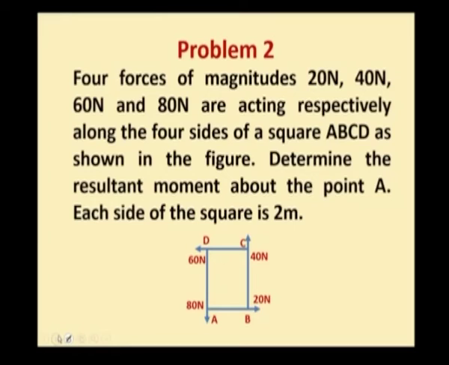The figure shows a square ABCD of side 2 meter. Along the 4 sides we have 4 different forces acting. Along the side AB we have a force of magnitude 20 Newton. Along the side BC we have a force of magnitude 40 Newton. Along CD there is a 60 Newton force, and finally along DA we have 80 Newton force. We are asked to determine the resultant moment of all the 4 forces about point A. Resultant moment of all the forces will be the algebraic sum of moments of all forces about point A.